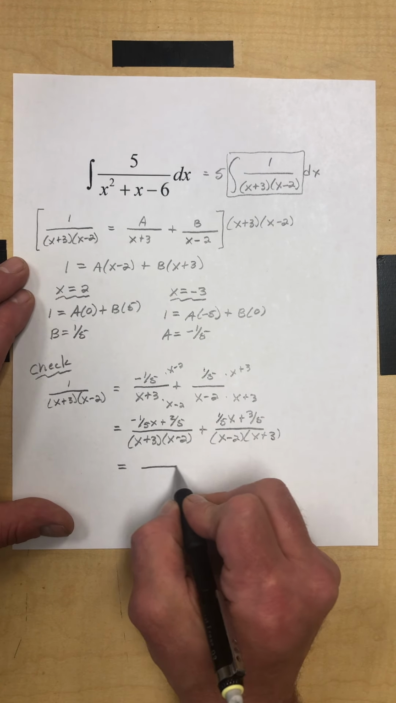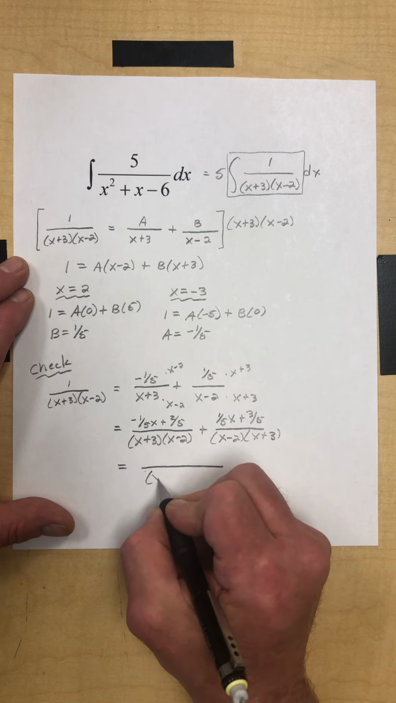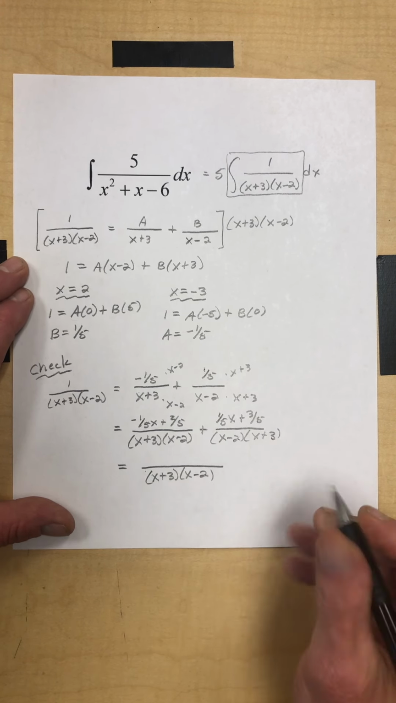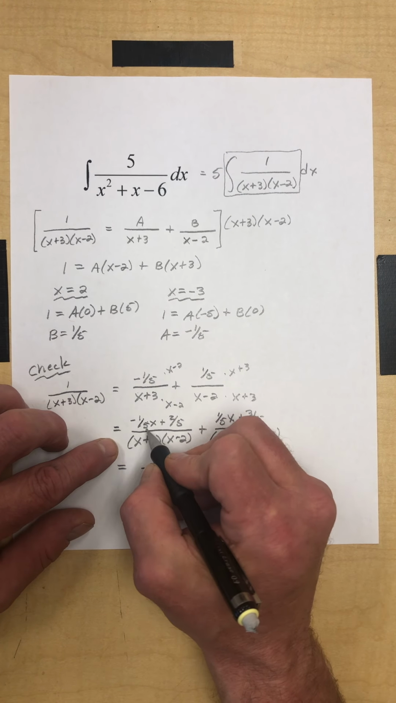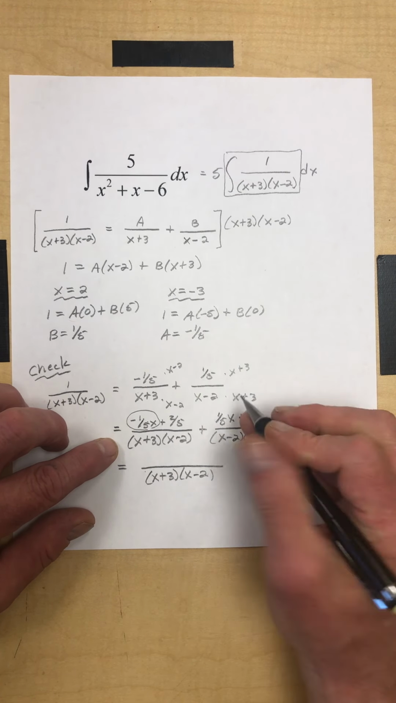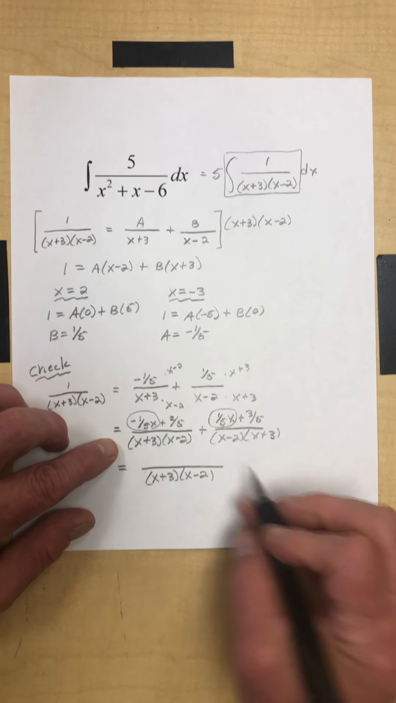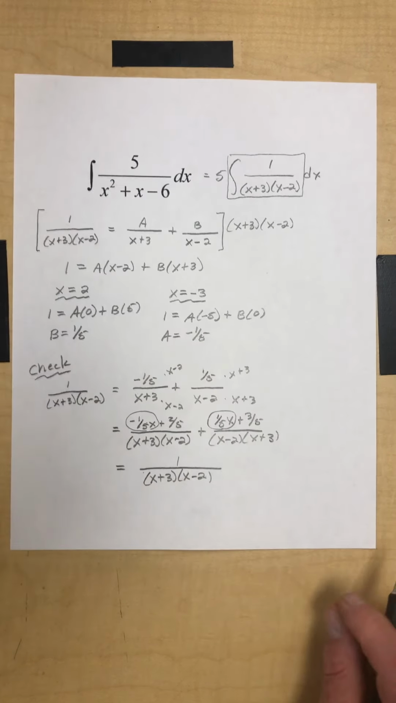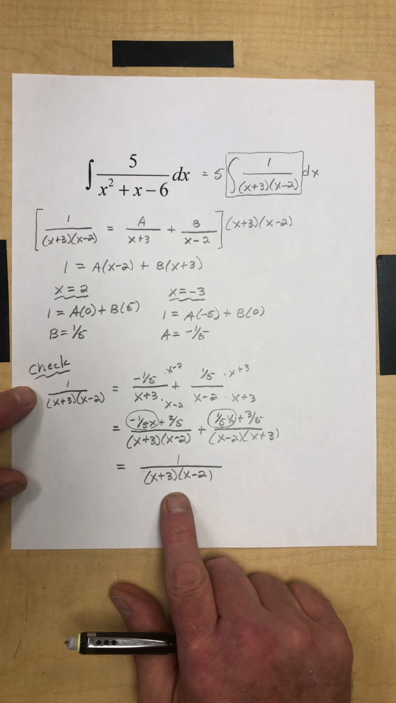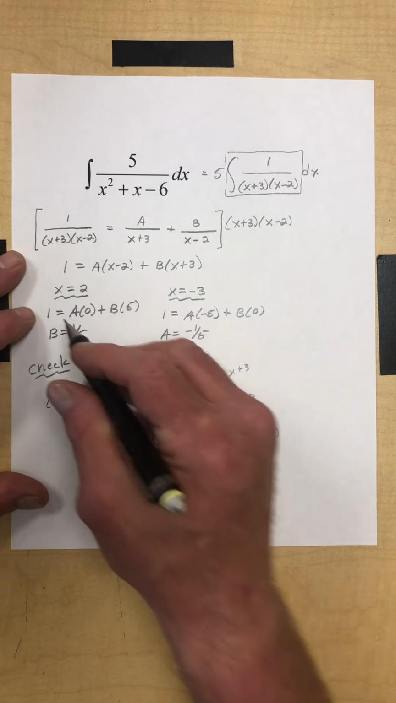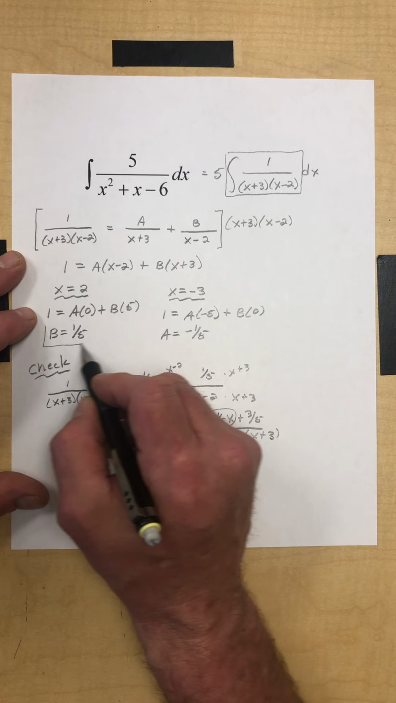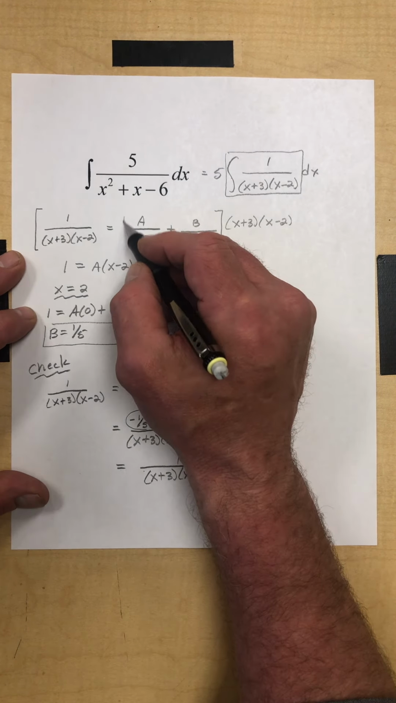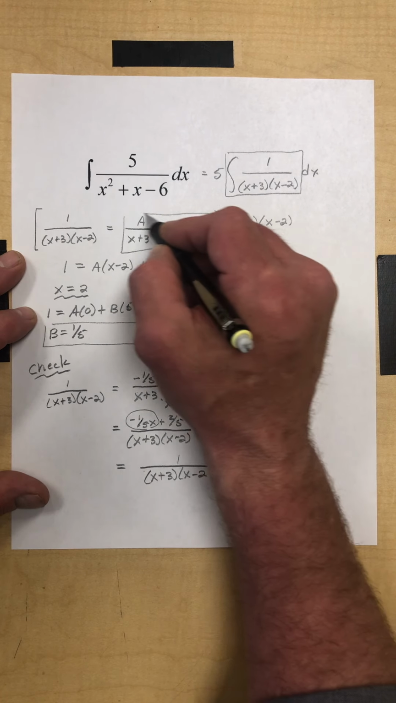when I add them together, what happens? Okay, I've got an x plus 3 and an x minus 2. Notice that this guy right here cancels off with this guy, and I get 2/5 plus 3/5, which is 5/5, which is 1. Okay, and see what I got? So I know this is what I'm looking for. These two guys are going to give me these two guys right here.